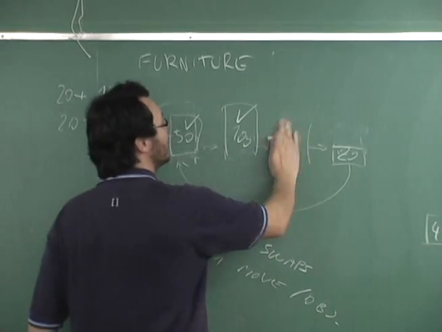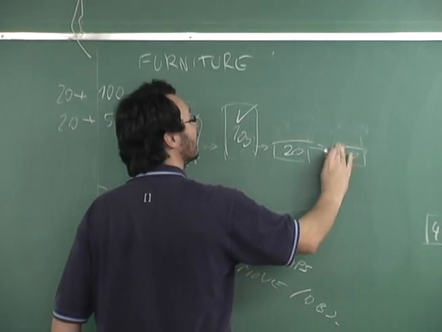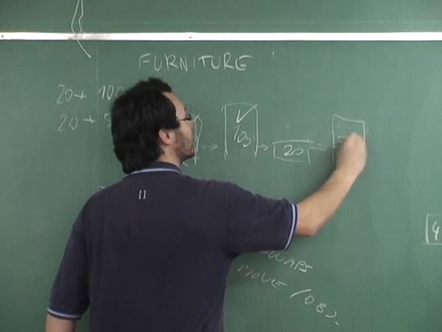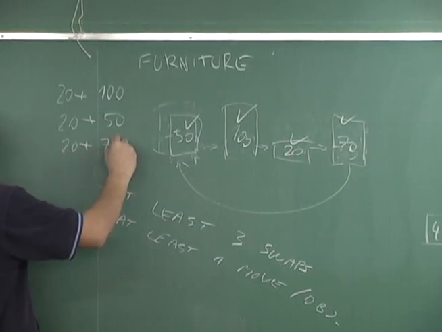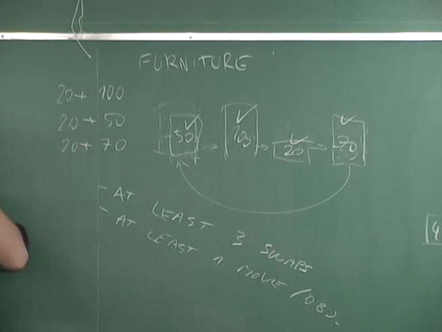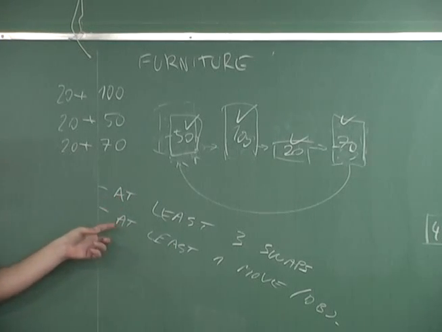And we now swap these two. 20 gets here. The 70 gets here, and everything is happy. And the cost of the last swap was 20 plus 70. So what we did is we solved the problem. We used the smallest number of swaps.